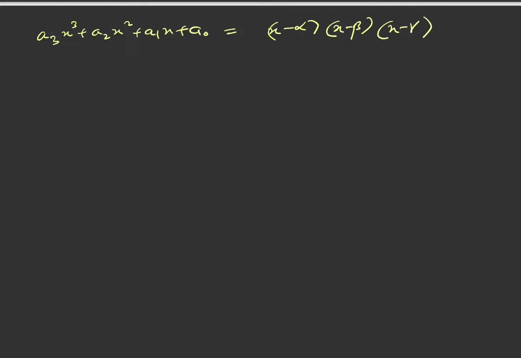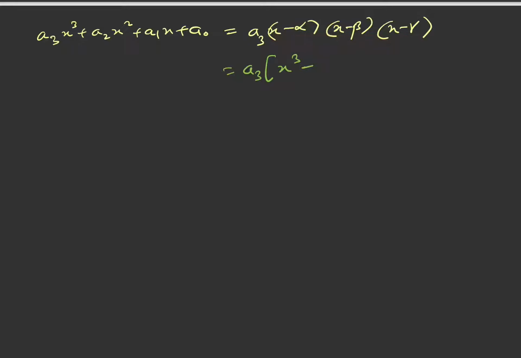Now let us try to derive this for a cubic equation. Say we have our equation a3x cube plus a2x square plus a1x plus a0, and the roots are alpha, beta and gamma. I write this as x minus alpha into x minus beta into x minus gamma, and the leading coefficient is a3. Now if you multiply this, you will get x cube minus, and to get x square, you can routinely do the multiplication and you will get it.